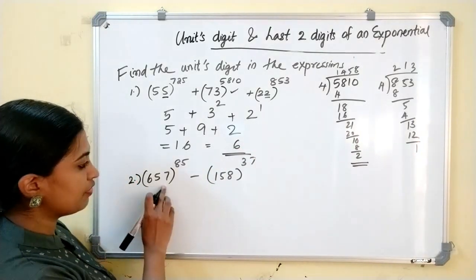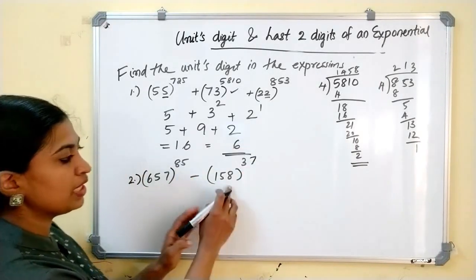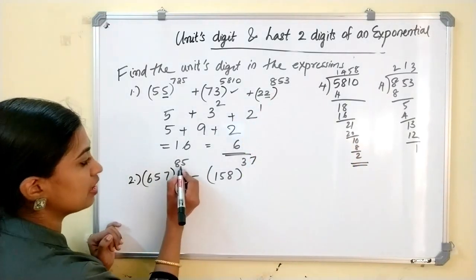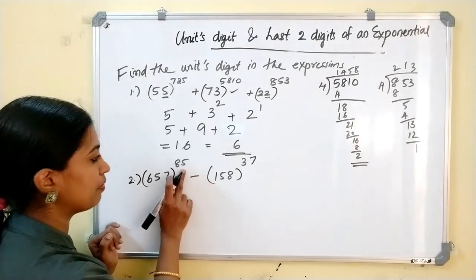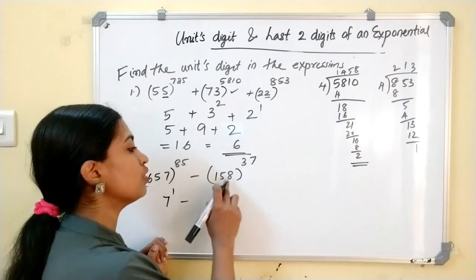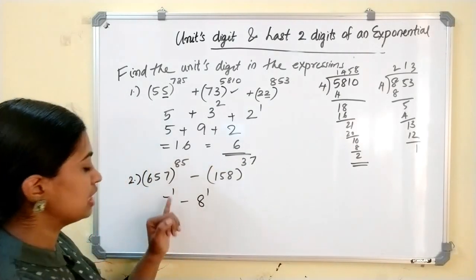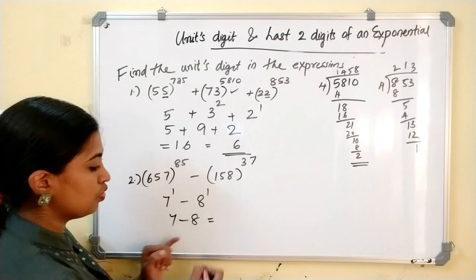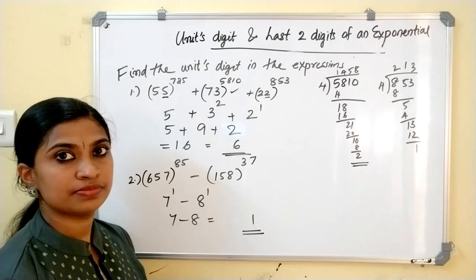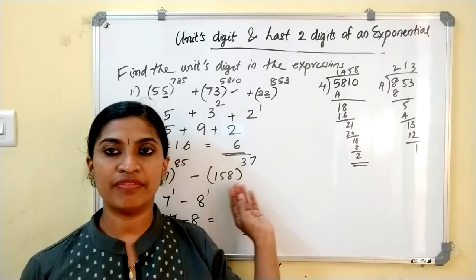Next question: 657 raised to 85 minus 158 raised to 37. 7 raised to something, 8 raised to something. We have to follow the same case, that is, divide the power by 4. 85 by 4, remainder will be 1. So 7 raised to 1, minus 8 also follows the same rule. We divide 37 by 4, remainder is 1. So 8 raised to 1. 7 raised to 1 is 7 and 8 raised to 1 is 8. So the answer is minus 1. We just need the unit digit, so the answer is 1. Now we have studied how to find the unit digits of a given expression.